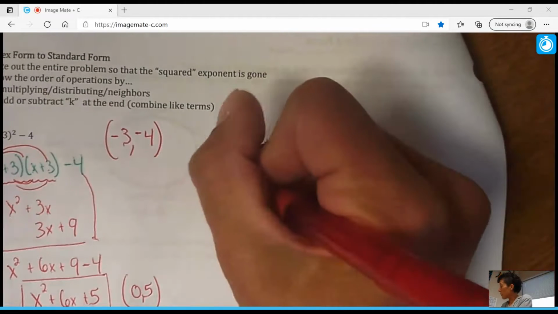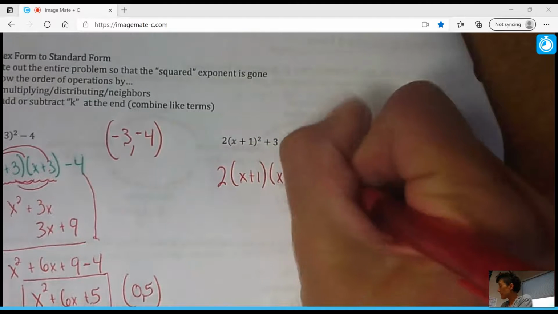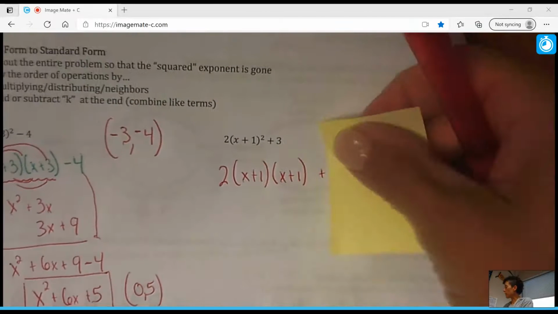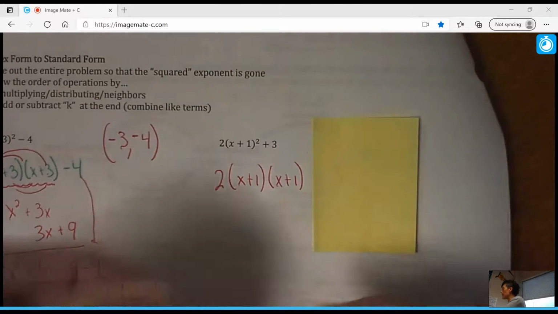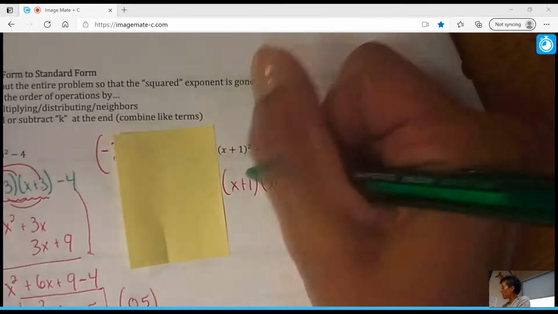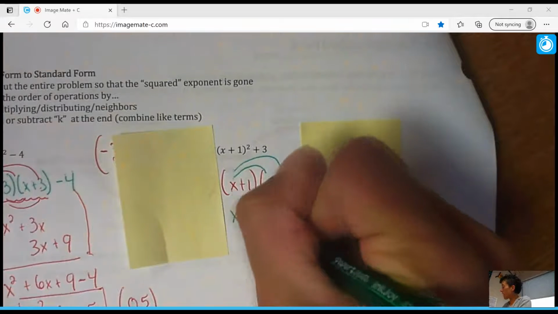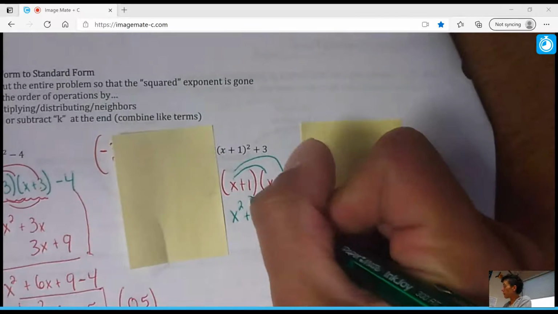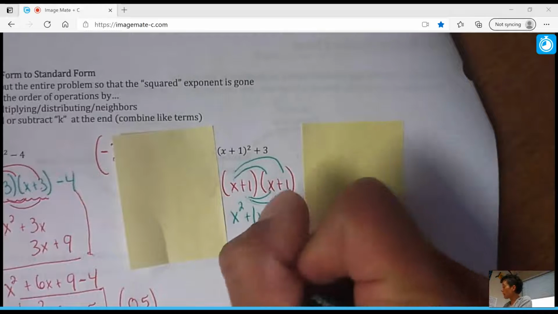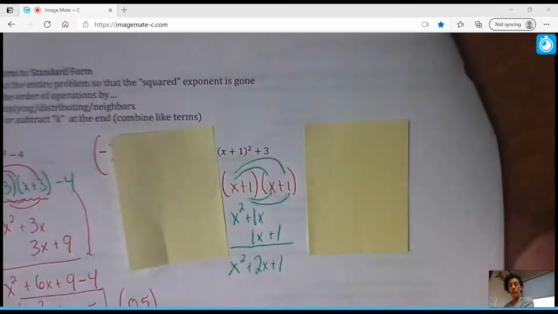First, I'm going to get rid of that squared and write out x plus 1 twice. And then when you see parentheses, you should just be drawn to those parentheses. So I'm going to cover this 3 and cover this 2 because this is the only part I want to focus on. So let's go ahead and do all that multiplying and distributing. So I'm going to get x squared plus 1x. Then I'll distribute the 1 through and get another 1x. And then when these multiply, we get 1, not 2. So I'm just combining these like terms.